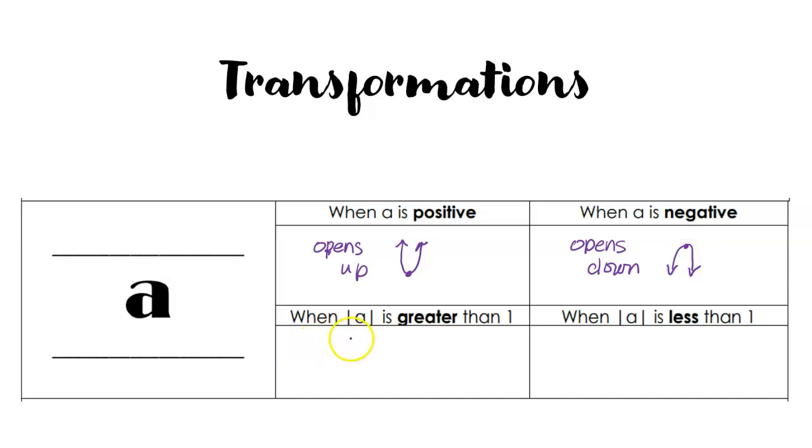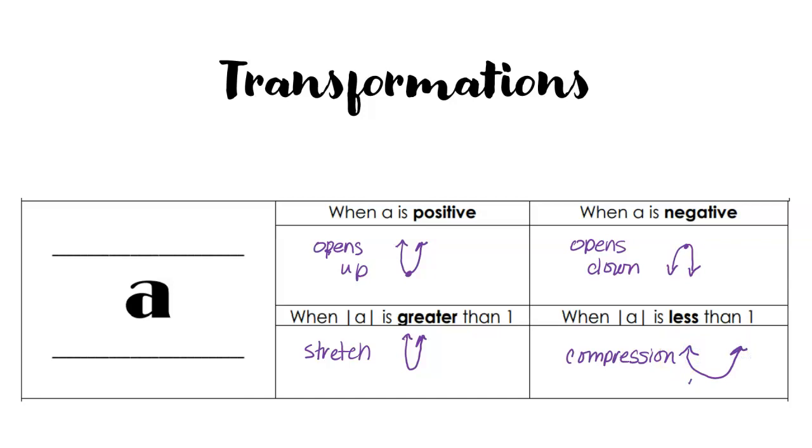So when the absolute value of A is greater than 1, we have a stretch. So your parabola will be skinnier. When your absolute value is less than 1, you have a compression. Some people call it a shrink. So it'll be wider like that. It's like somebody stepped on it.